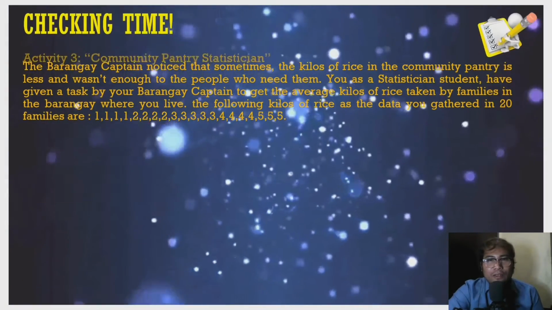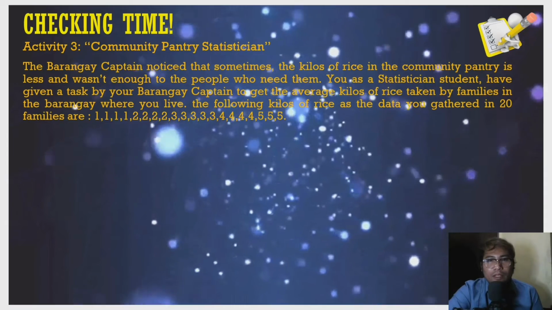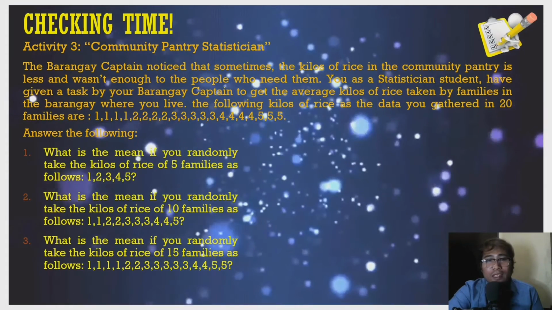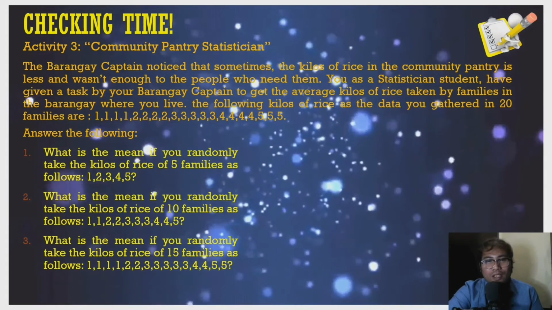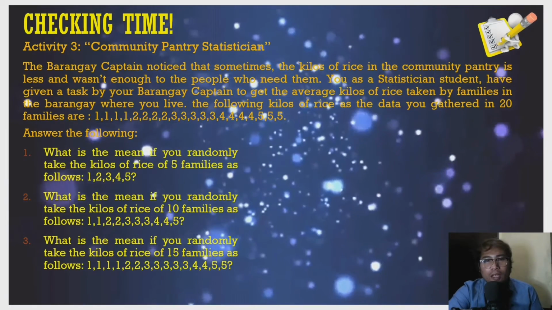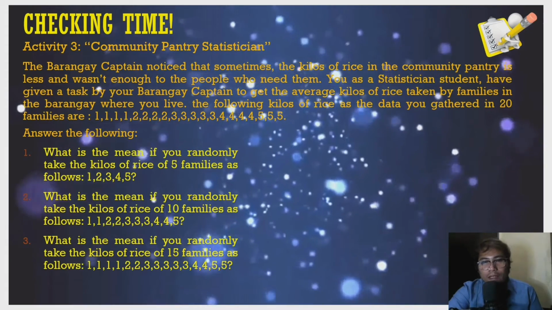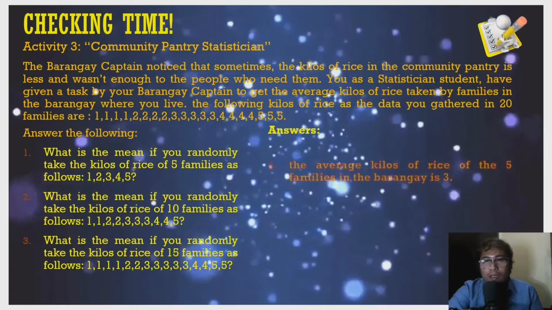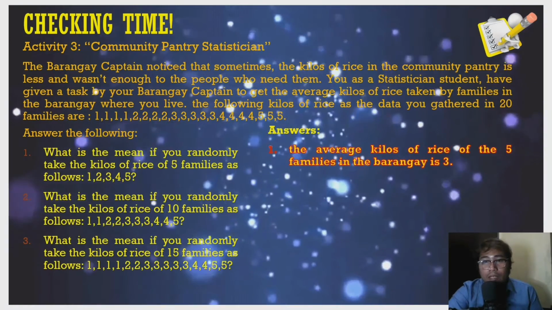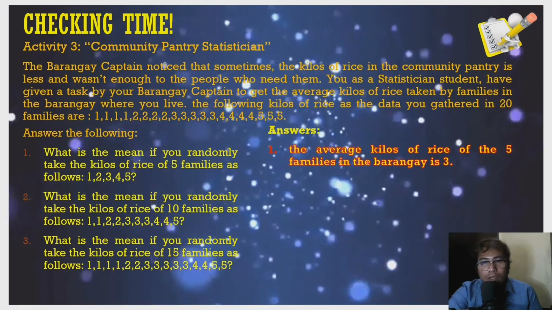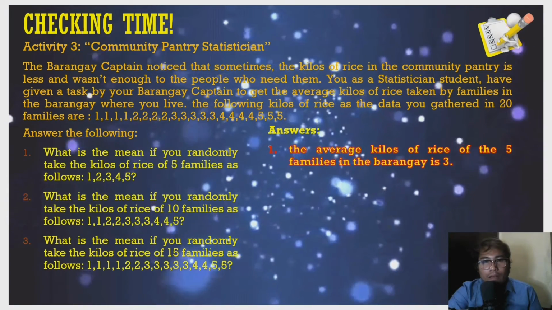Let us check your answers for Activity Number 3, which is about the community pantry statistician. Going back to the questions, number 1: what is the mean if you randomly take the kilos of rice of 5 families, 1, 2, 3, 4, and 5? To get the mean, we add all the numbers, 1, 2, 3, 4, 5, and divide by 5. The average kilos of rice of the 5 families in the barangay is 3, so that means 3 kilos for the 5 families.